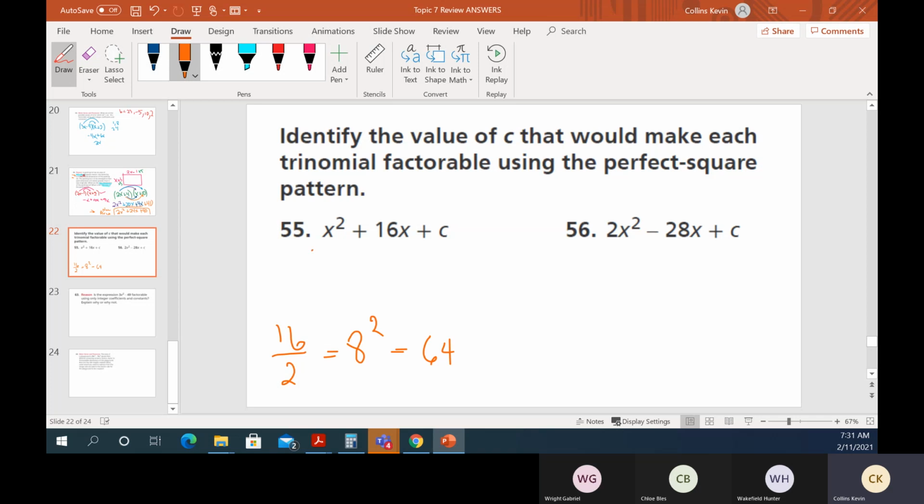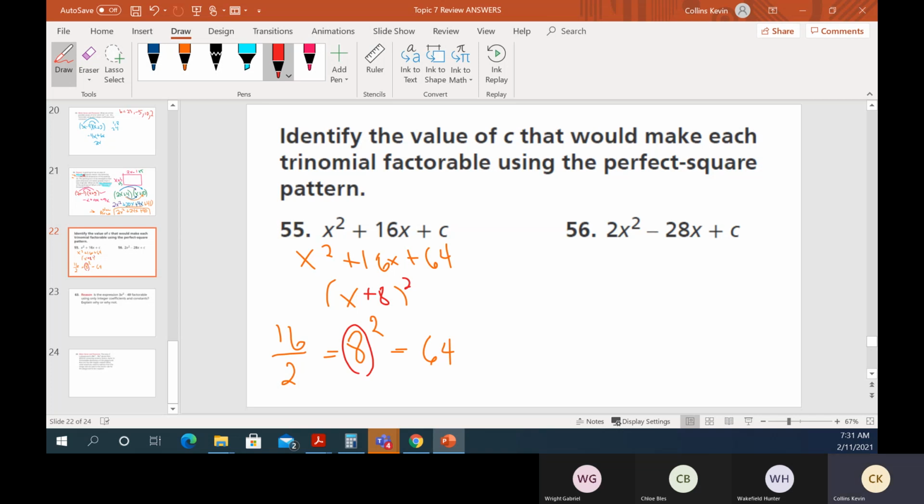So what it's saying is if you take x squared plus 16x plus 64, this will factor into x, and the number we use here is the number before we squared it, or the number after you divided by 2, so that's this guy. So x plus 8 squared.